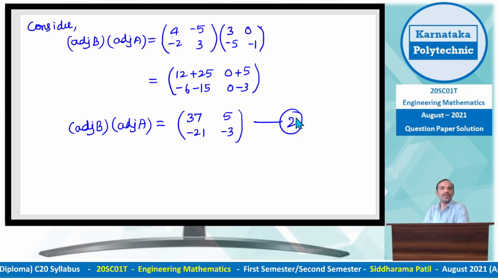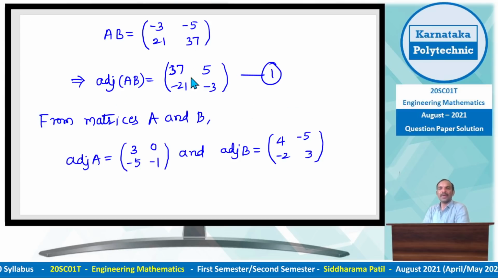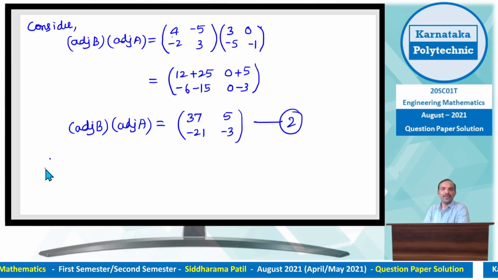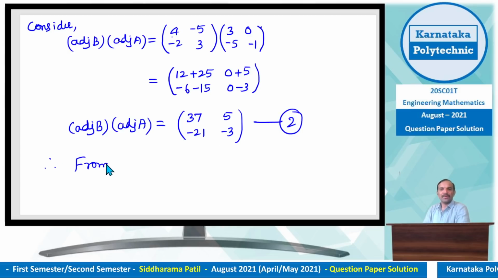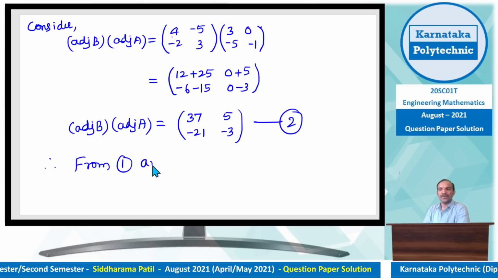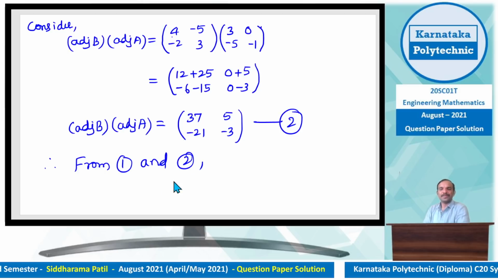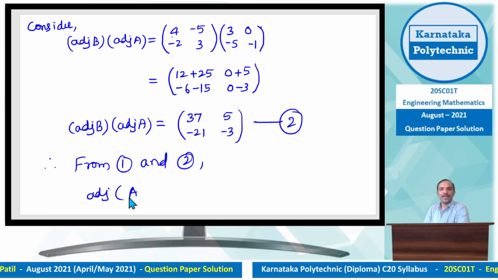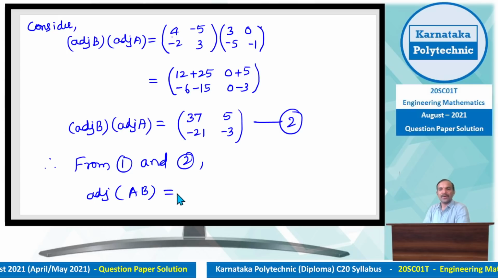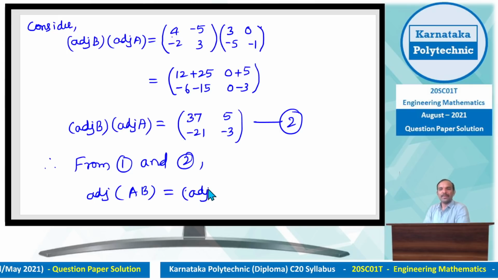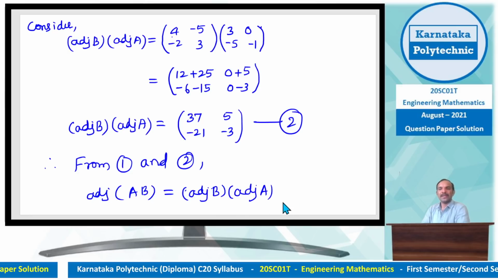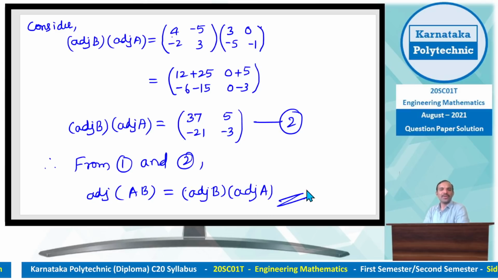Now compare equations 1 and 2. Equation 1 is adjoint of AB: 37, 5, minus 21, 3. Both are the same. Therefore, from equations 1 and 2, adjoint of AB is equal to adjoint of B into adjoint of A. It is the required result.